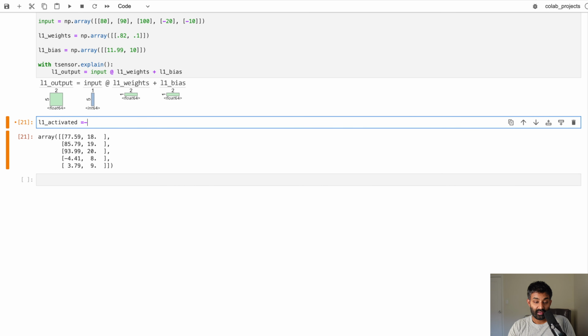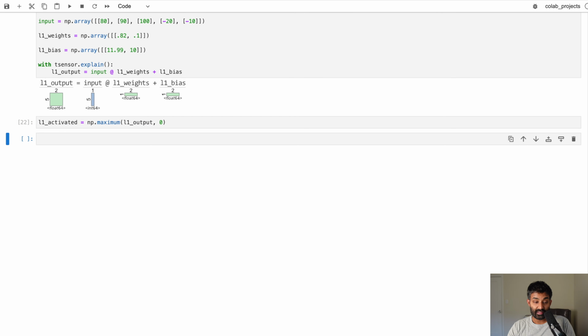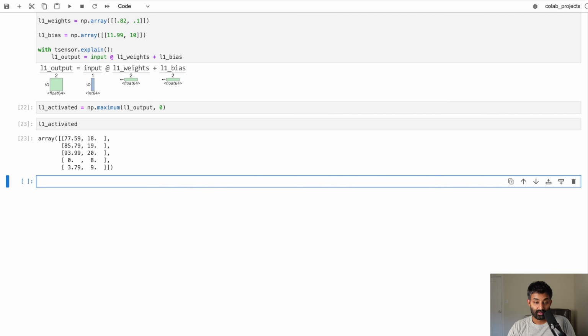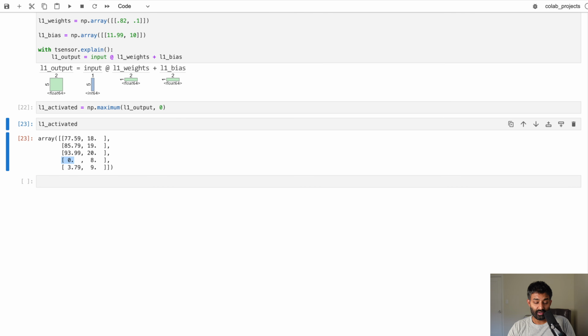So it's np.maximum(L1_output, 0). So this is doing exactly what we did before. And then we'll take a look at L1 activated. So we can see we set one number to 0 because it was below 0 before.